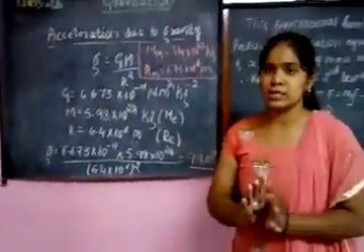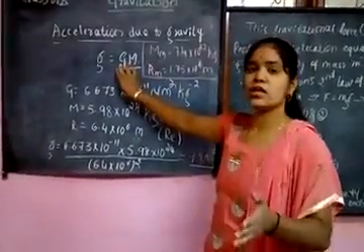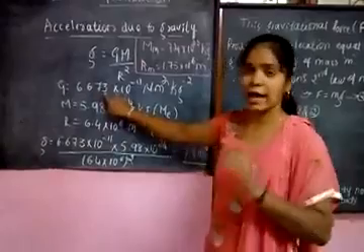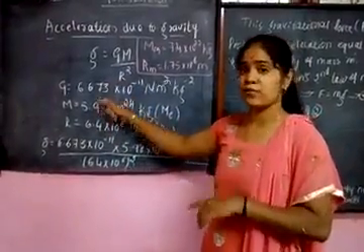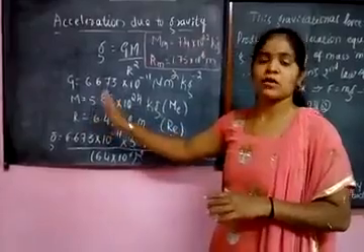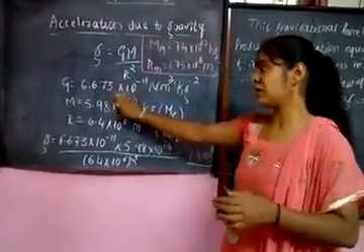Sorry students, extremely sorry. The universal gravitational constant value is 6.673. I have written 6.654, but the value is 6.673. So do the correction: 6.673 into 10 raised to minus 11.